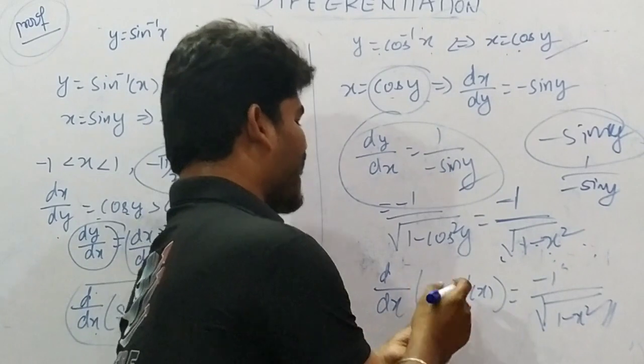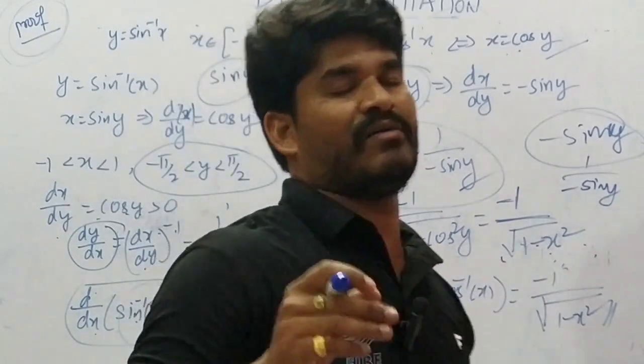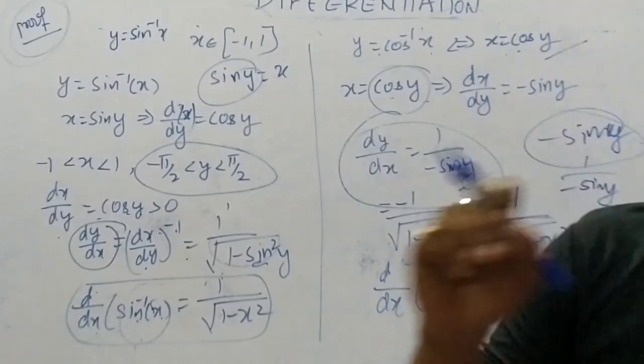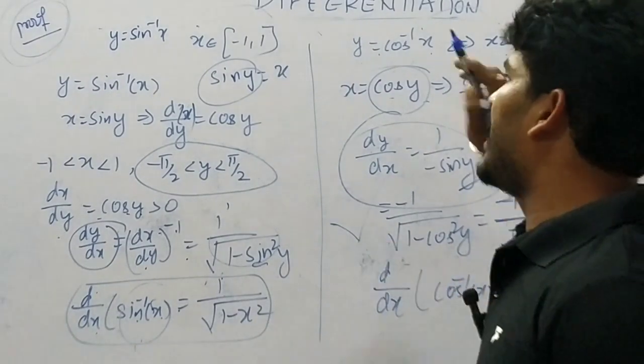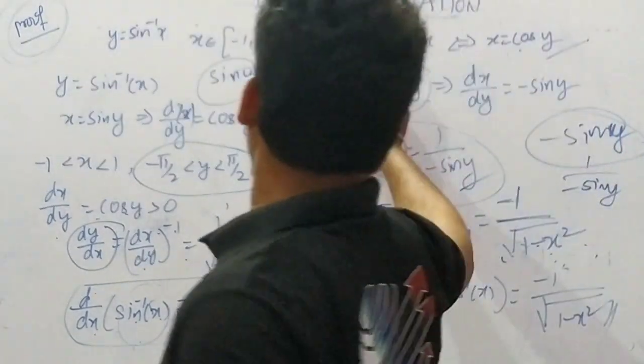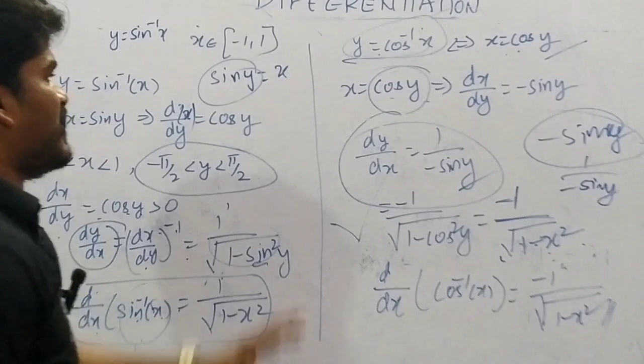We applied differentiation. This is the formula: d by dx of cos inverse of x equals minus 1 divided by root of 1 minus x square. This is the formula proof. Both of these formulas are very easy.